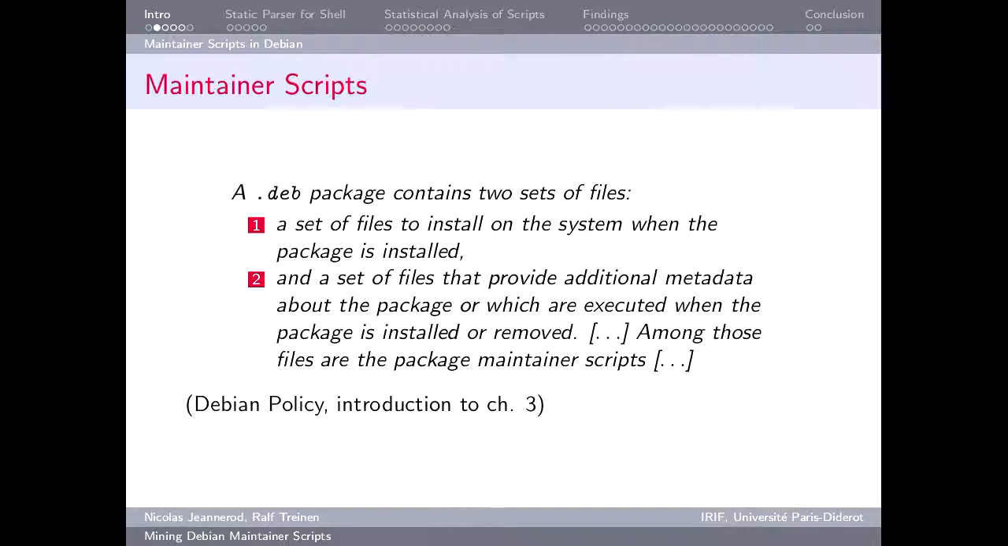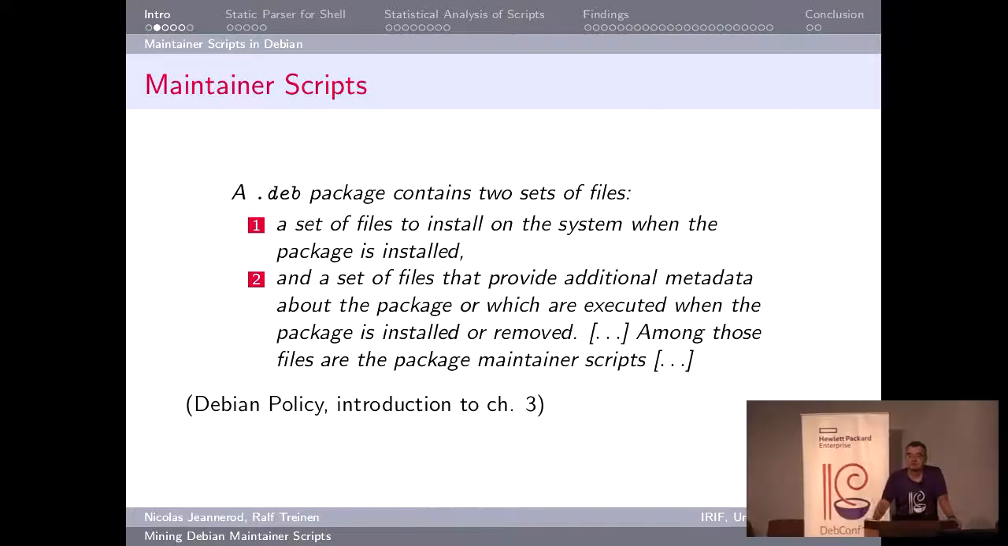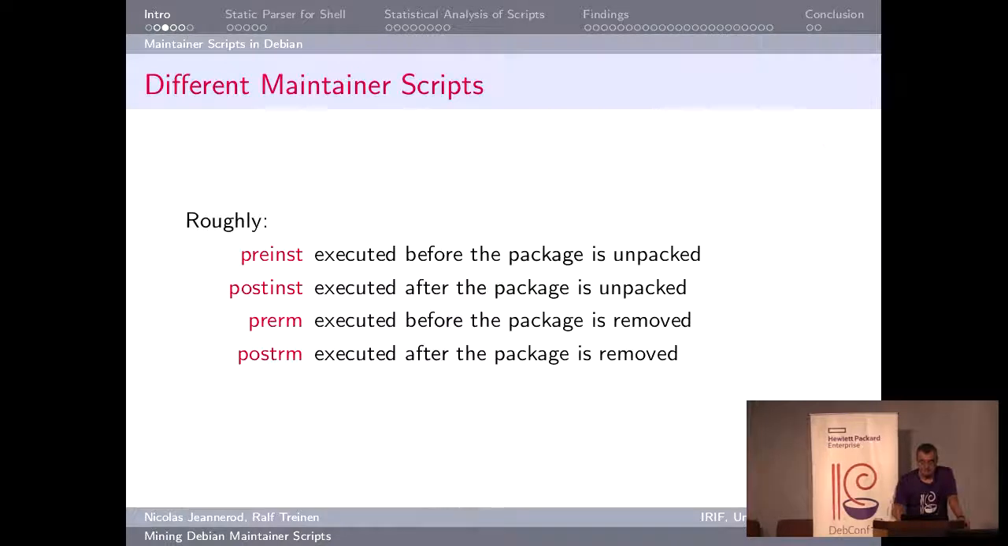So a deb package contains two sets of files in general. The first is a set of files to be installed on the system when the package is installed, which we call the static contents of the package. And then you have a set of files that provide additional metadata about the package or which are executed when the package is installed or removed. Among those files are the package maintainer scripts. So these are the scripts we are interested in and we are talking about today.